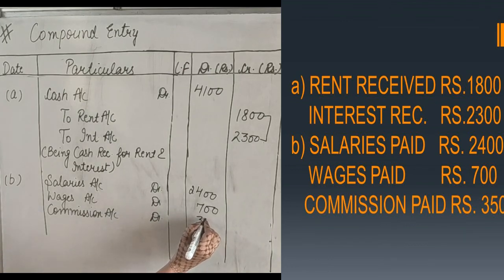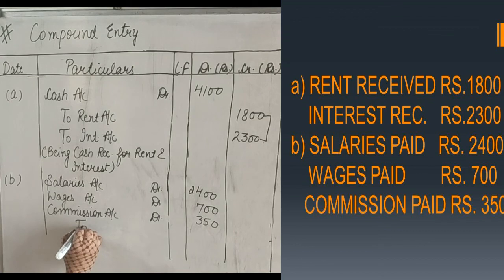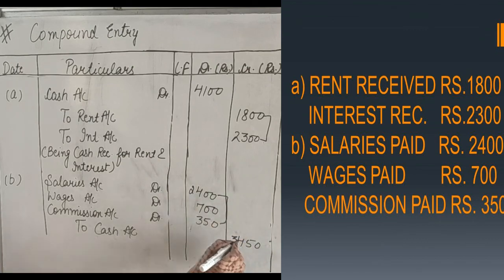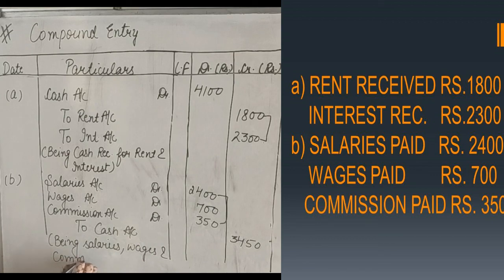Now to cash account rupees 3450. Now the narration is: being salary, wages and commission paid. The company paid salary, wages and commission to the employees. So that's why these are the expenses of the company, and all the expenses and losses are debited.